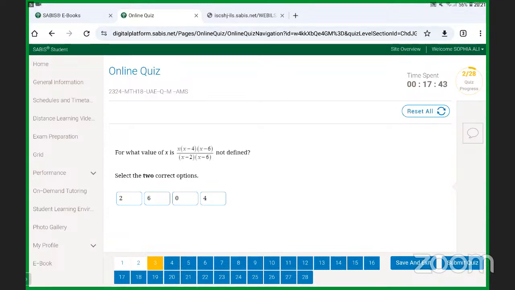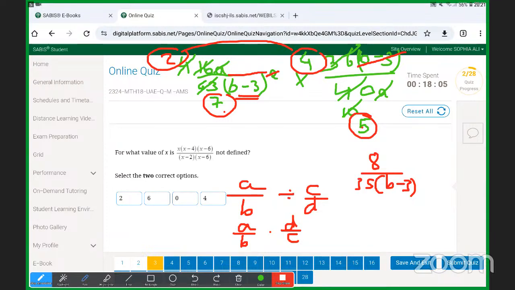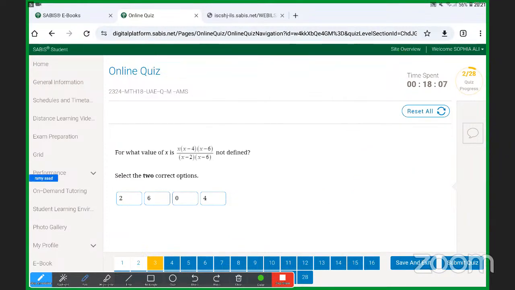Okay. For what value of x is this function undefined? Okay, look, the function is undefined in just one case. What is it? When the denominator is 0. Anything divided by 0 doesn't exist, it has no meaning, right? So any number divided by 0 is undefined.